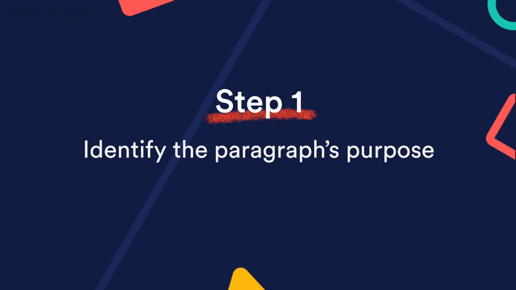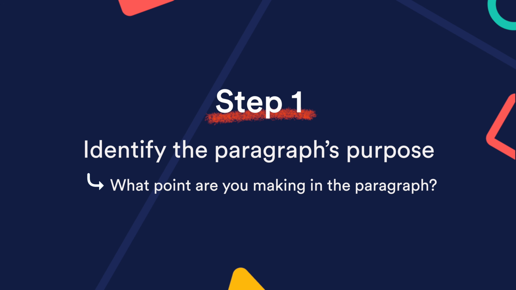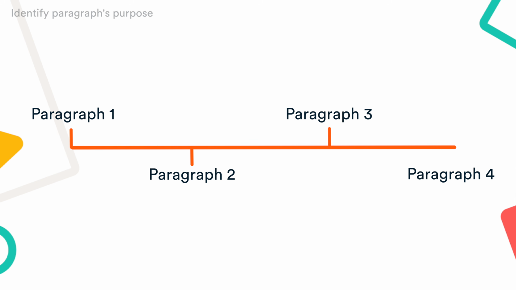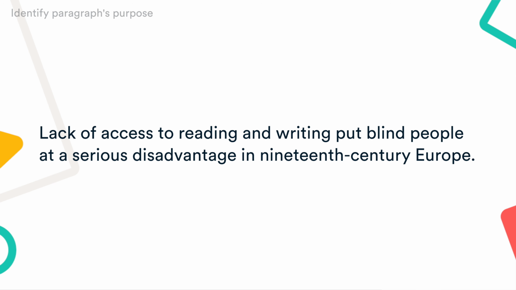To write a strong paragraph, the first step is to identify its purpose. What point are you going to make in this paragraph? Let's work on an example from our essay about Braille. In the first body paragraph, we want to describe the situation for blind people before Braille's invention. So we start by drafting a sentence that clearly introduces the paragraph's focus. This is called a topic sentence. Lack of access to reading and writing put blind people at a serious disadvantage in 19th century Europe.